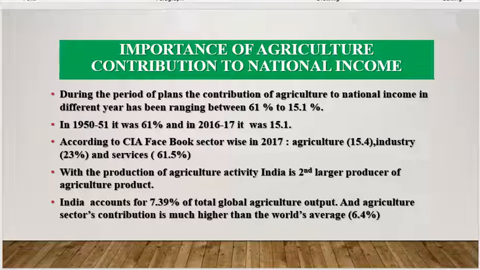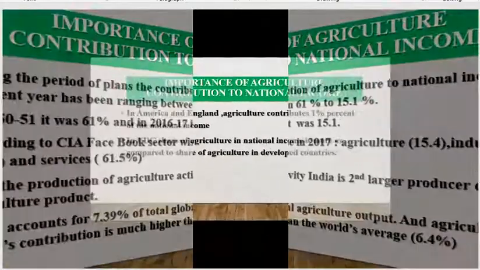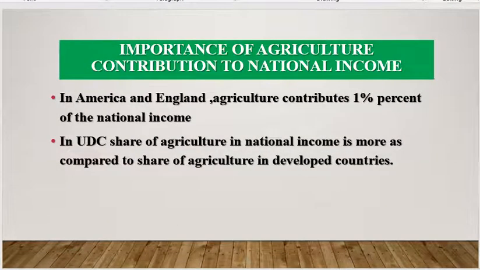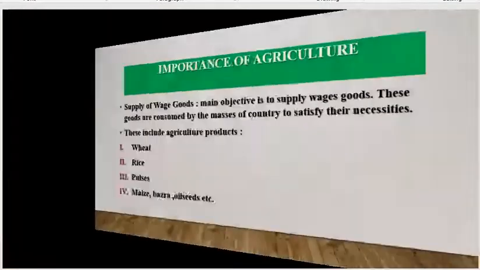With the production of agricultural activity, India is the second largest producer of agricultural products. India accounts for 7.39% of total global agriculture output, and the agriculture sector's contribution is much higher than the world's average. The world's average is 6.4, but India's is 7.39. In America and in England, agriculture contributes 1% of the national income. In underdeveloped economies, the share of agriculture in national income is more as compared to developed nations, because in an underdeveloped economy, the main occupation of the people is agriculture.